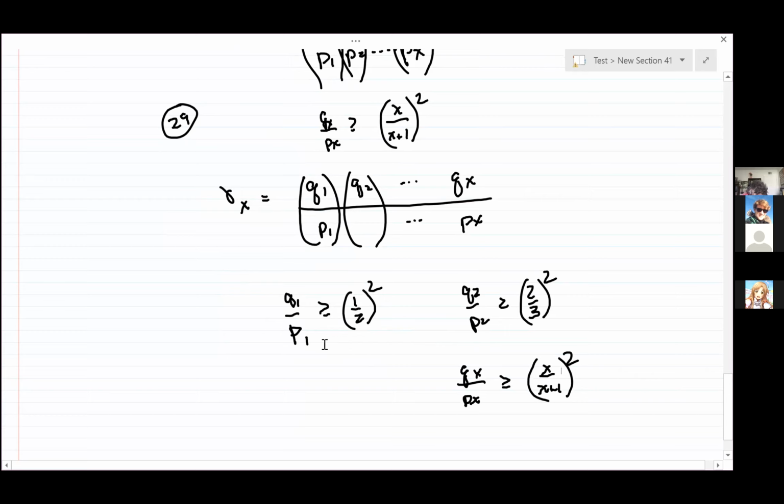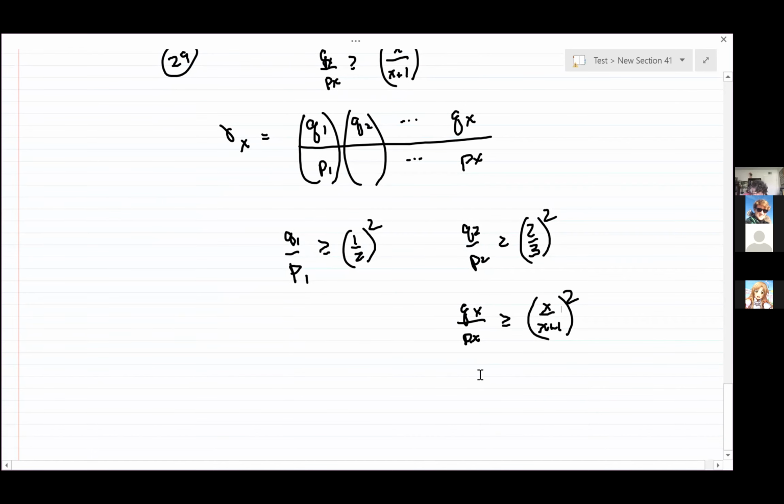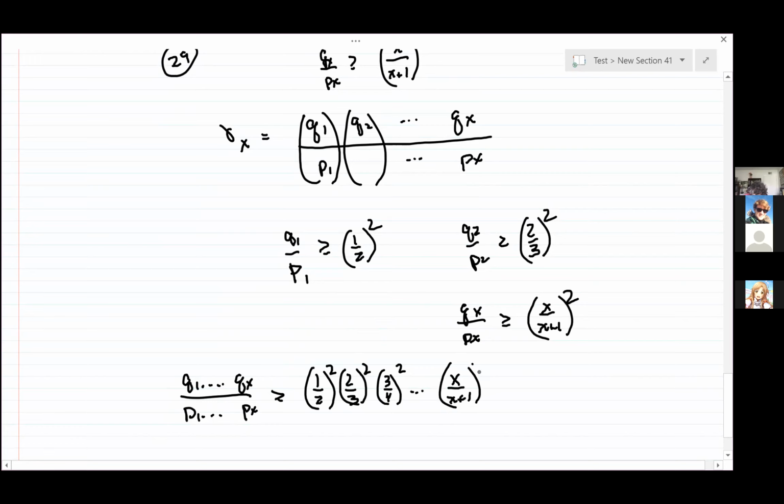So what follows? We can multiply both sides of this equation by Q2 over P2, and you can keep doing that. I'll skip a few steps, but what am I really going to say? If I look at the product of Q1 up to Qx over P1 up to Px, that's going to be greater than or equal to what? 1/2 squared times 2/3 squared times 3/4 squared up to where? x over x plus 1 squared.